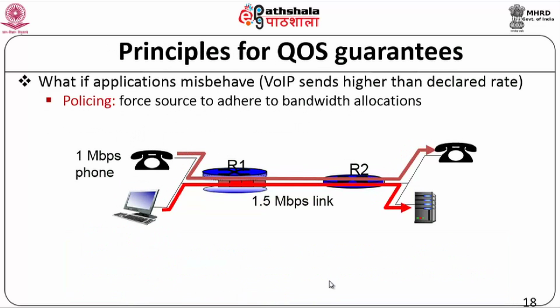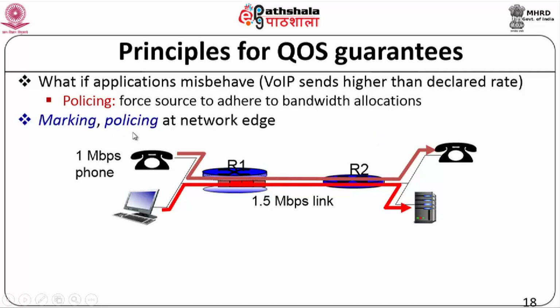Now, even in this situation, there is a possibility that applications can misbehave. Let's say I have the VoIP traffic that we talked about. It was supposed to transfer at 1 Mbps, but what if it sends data at a rate higher than 1 Mbps? It declared that it will send data at 1 Mbps, based on which you have provisioned some bandwidth. What if it violates that and transmits much more data? Obviously we will have to be careful about it. We need to identify that, so we need some kind of a policing mechanism so that you can identify the source and force it to adhere to the bandwidth allocations. That is another important aspect.